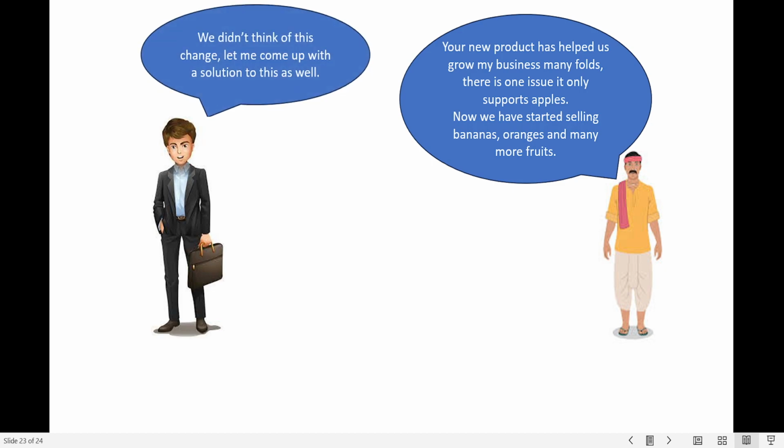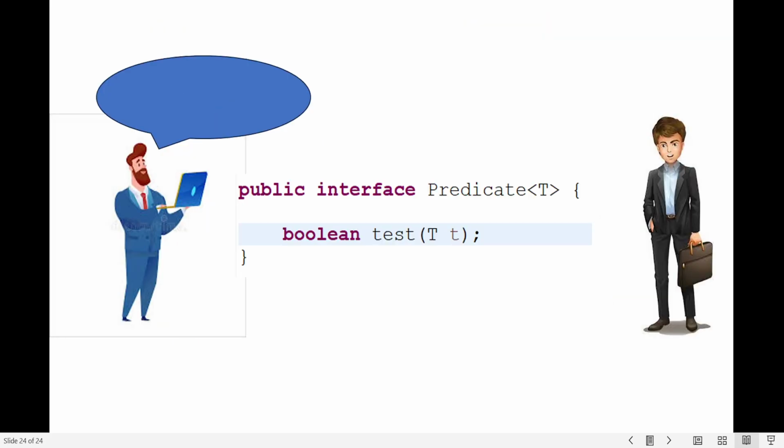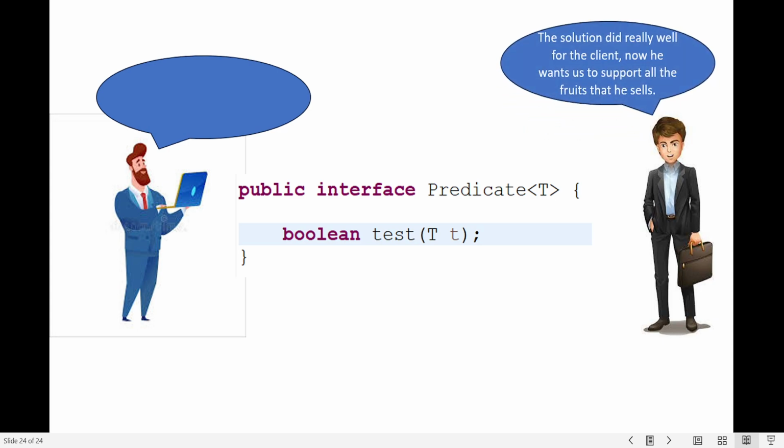And our lead is now again in confusion that we did not think of this change. Let me come up with a solution for this as well. So he comes to the developer and says the solution did really well for the client. Now he wants us to support all the fruits that he sells. And the developer says we can make our predicate generic. This supports all kinds of objects. So if you see, instead of just supporting Apple, we are now creating a generic interface that will support any kind of objects.